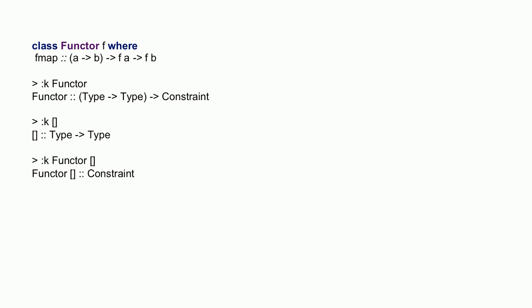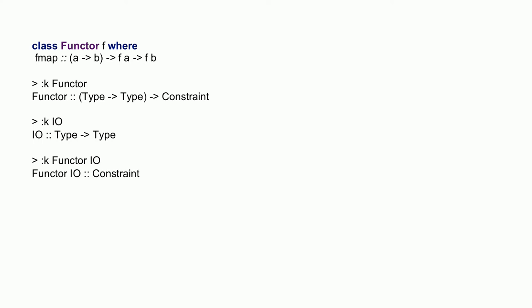So a list is also a functor. I'm not showing how a list is a functor, but because it's of the right kind, it could be a functor. If we were to try and provide a functor implementation for list, we could possibly do it because it's of the right kind. And IO is of the right kind as well. So here you can see these are all inputs of kind type to type. They're all unary type constructors.